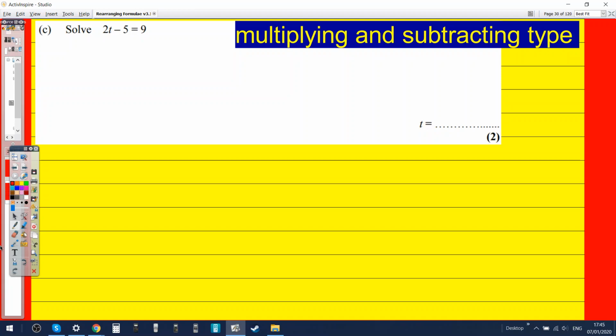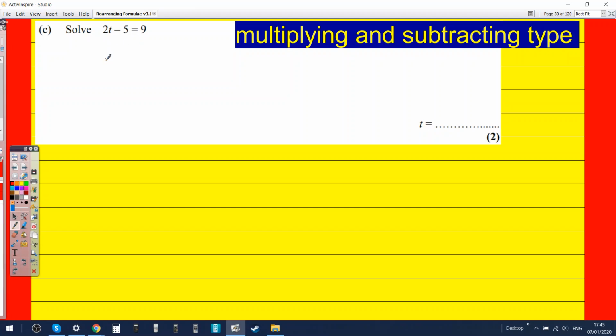So 2 times T and minus 5. You have to get rid of times 2 and you have to get rid of minus 5. So you're left with just T equals. Which one will you get rid of first? That's not on the same side as T, so we don't have to do anything to it. It would be easiest to get rid of the minus 5 first. So just do them in the reverse order of BIDMAS. And so how do you get rid of minus 5?